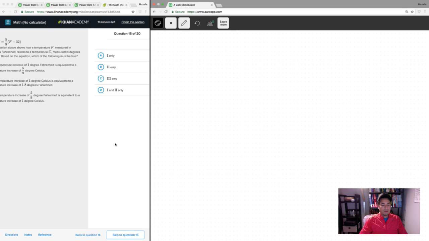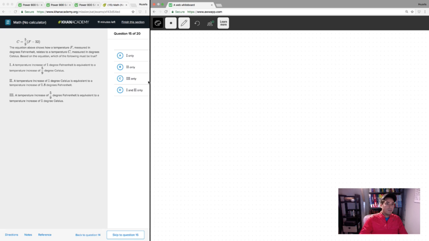Alright, this is a pretty crazy one. What's basically going on is they're giving you the equation. This is the real equation to convert between Celsius and Fahrenheit. So this is what's happening, and they're saying which ones of these are true. A temperature increase, this is all about interpreting an equation. A temperature increase of 1 degree in Fahrenheit means that this goes up 1. The Celsius degrees goes up by 5/9.